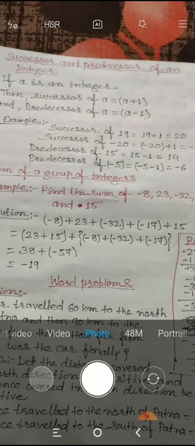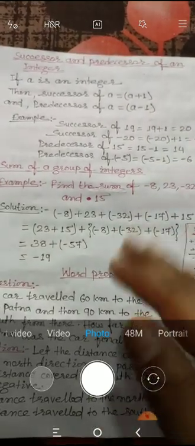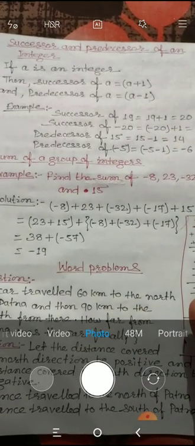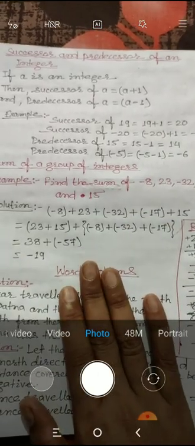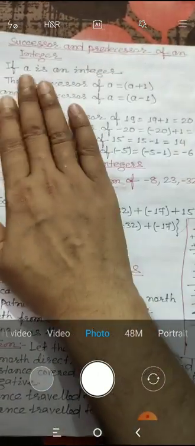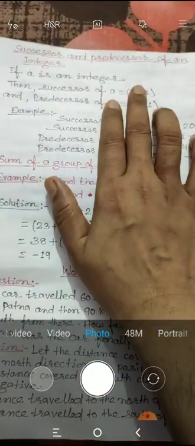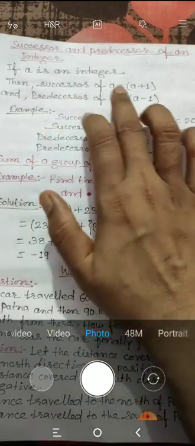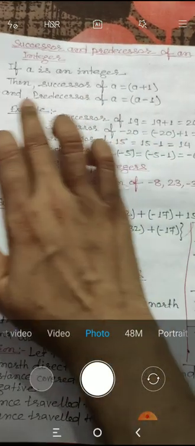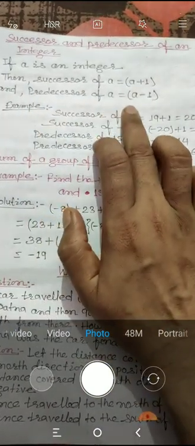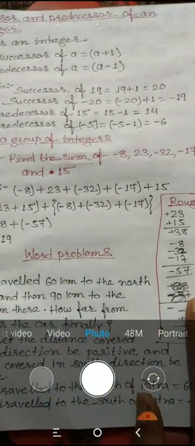Here it is explained about the successor and predecessor of an integer. Already you have learned about successor. Successor means the number which comes just after, and predecessor means the number which comes just before. If a is an integer, then successor of a equals a plus 1, and predecessor of a equals a minus 1.